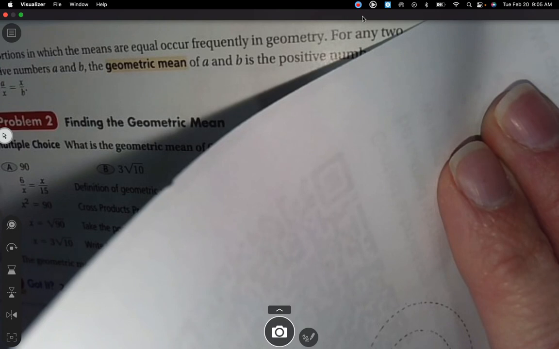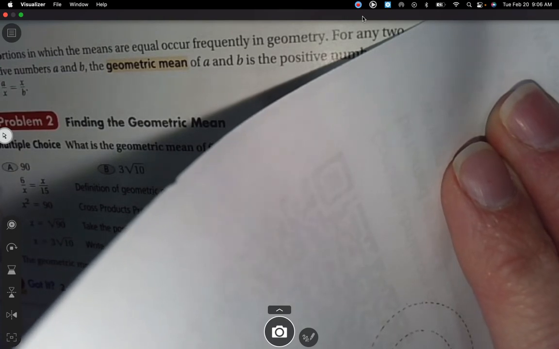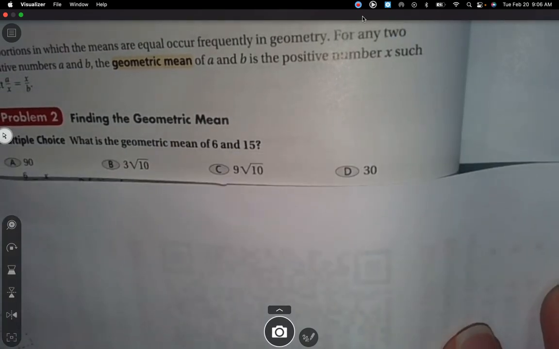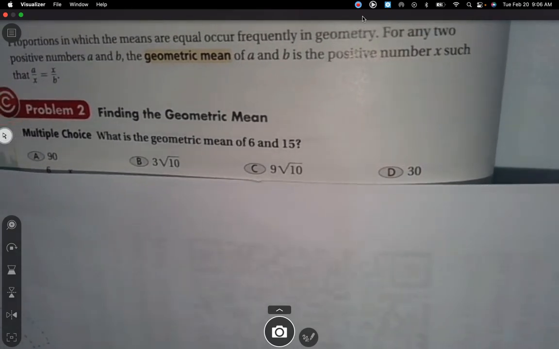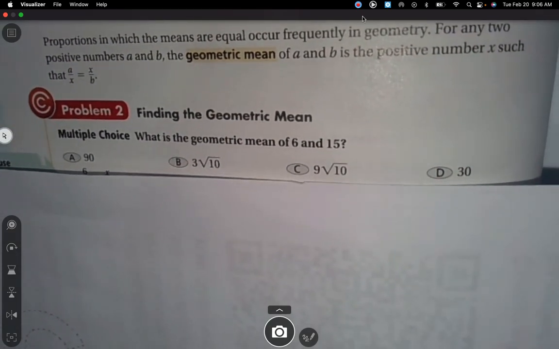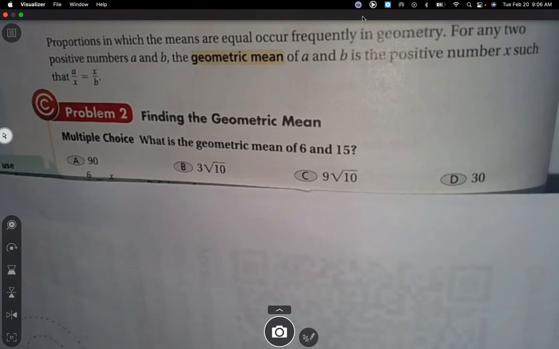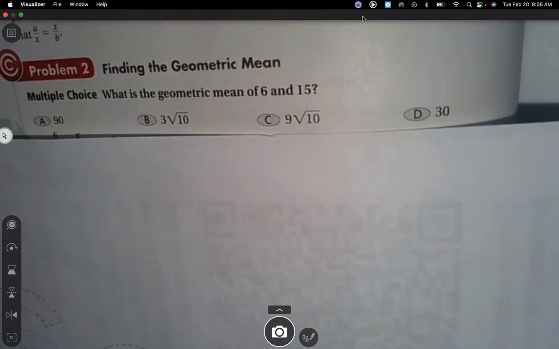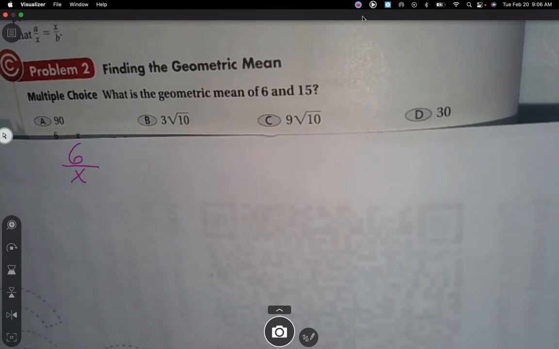You won't? Okay. I'm just going to tell you the easiest way to find the geometric mean. This is how we would set it up. I'll show you how we set it up and solve, and then I'll tell you the easiest way. They would say that would be 6 over x, and that would be x over 15.